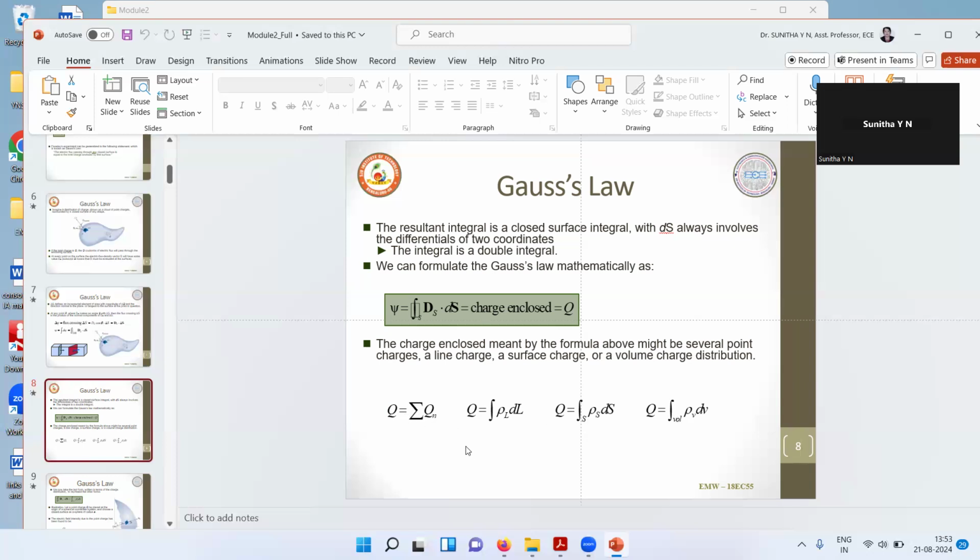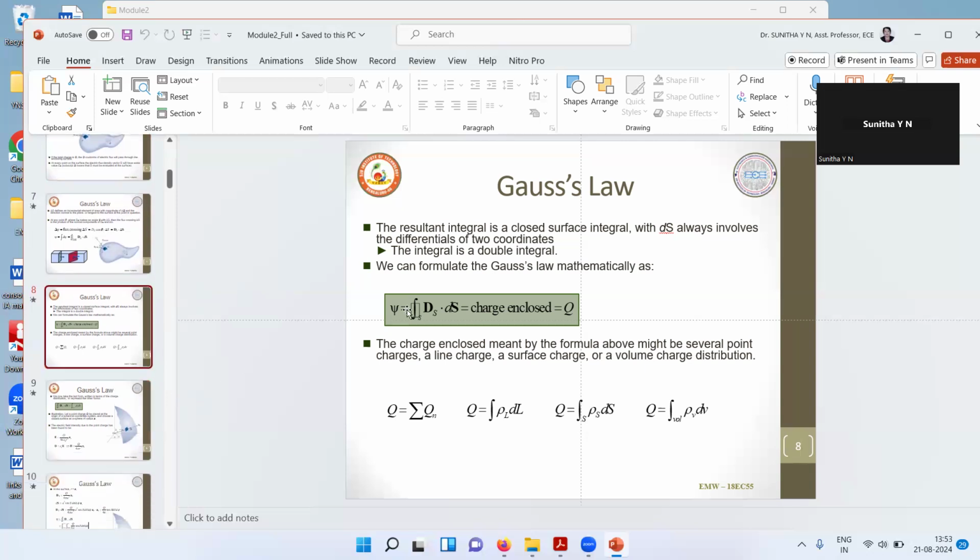So for point charge, this is fine. We will be having ds into ds here, whereas for line charge we will be using dl, and we will be doing a line integral, surface integral, and volume integral as the type of charge changes. So that's what we have given here. That is the charge enclosed meant by the formula above. It might be several point charges, line charges, a surface charge, or a volume charge distribution. As I said, the charge distribution type changes, and you will see that the Q representation here will change.